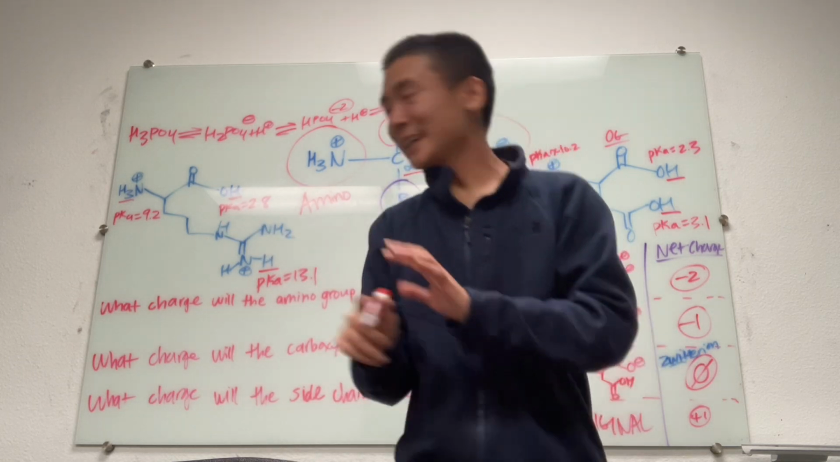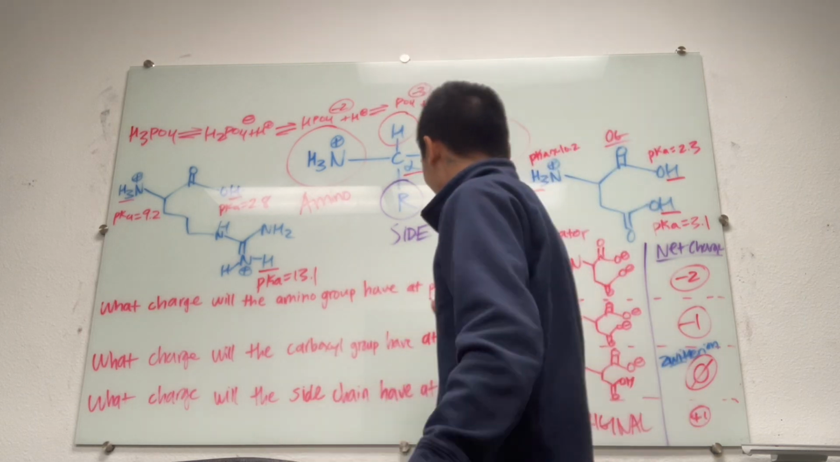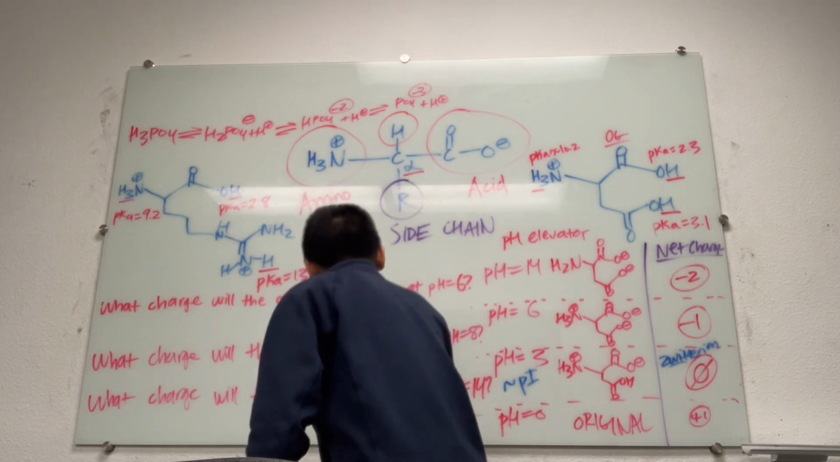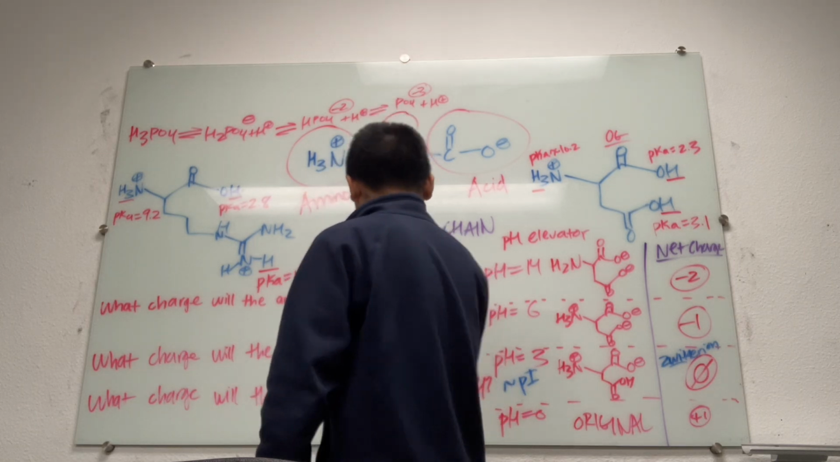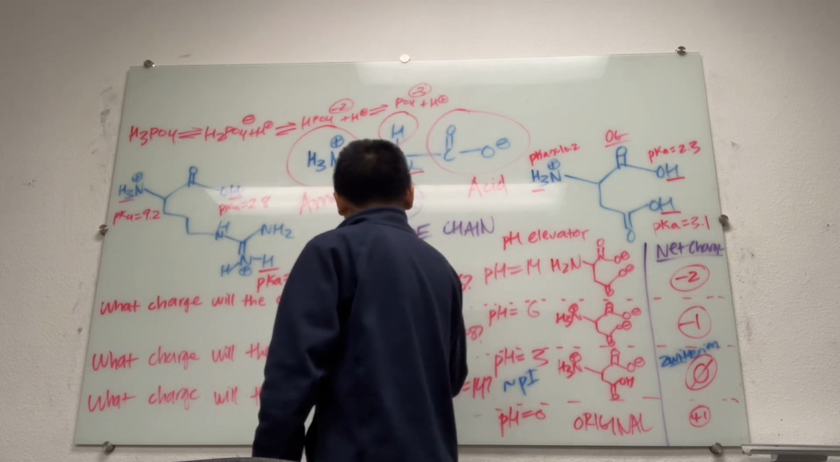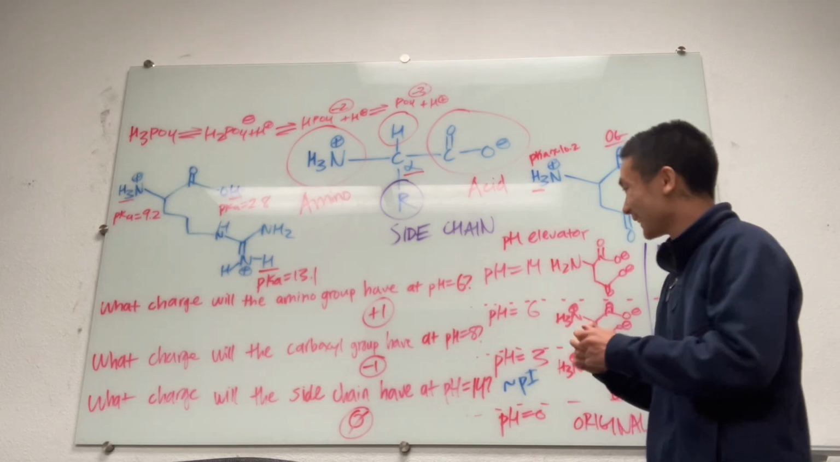So did you get the answers for the questions here? I got 0 for pH 14 for the side chain, -1 for pH of 8 for the carboxyl group, and then +1 for the amino group at a pH of 6. Yeah, that's right.